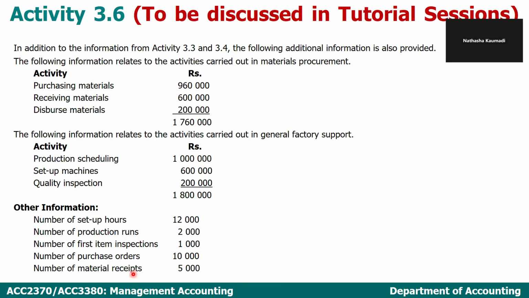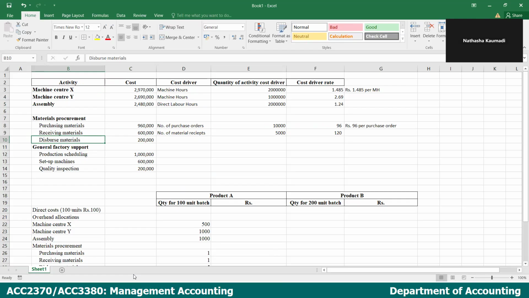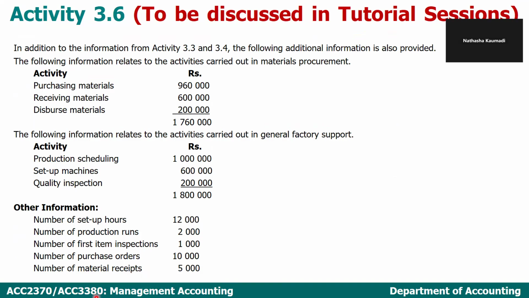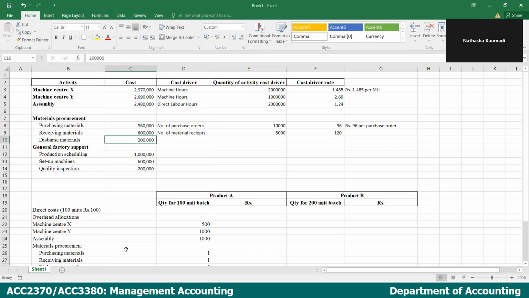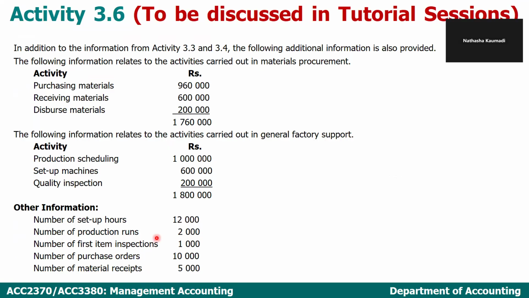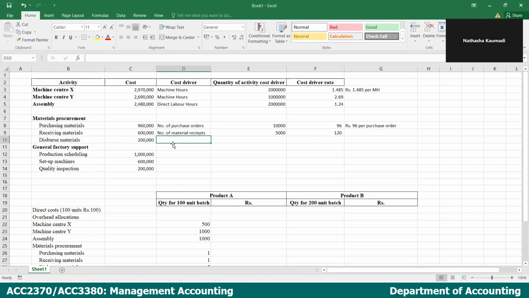Disbursing materials. How are you going to disburse the materials from your warehouse? Based on what? Based on the material receipts, the purchase orders, the inspections, production runs or the setup hours? Most probably, when you are producing more, when you have more production runs going in the production flow, you will be disbursing more materials. So in that case, you can take the cost driver as number of production runs, isn't it? So I'm taking number of production runs.